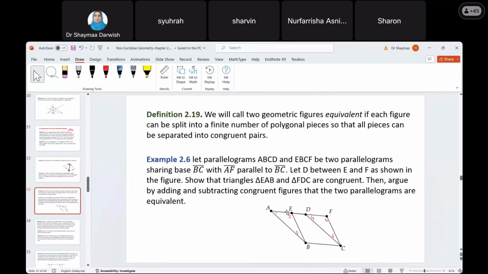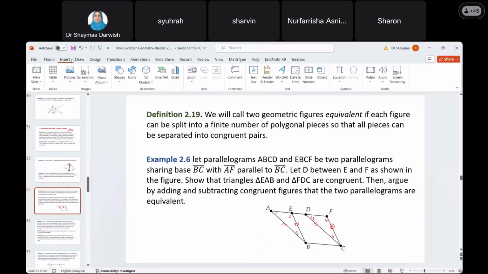From the parallelogram, AB is equal to DC. ABCD is a parallelogram, using the previous theorem or previous example. Now, ABCD and EBCF are parallelograms, so from the parallelogram you have this side equal to this side, and another side equal to this side as well. Also from the parallelogram, this side is parallel to this one. So 1 equals 4, and 2 equals 5.